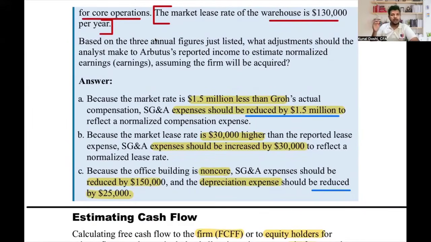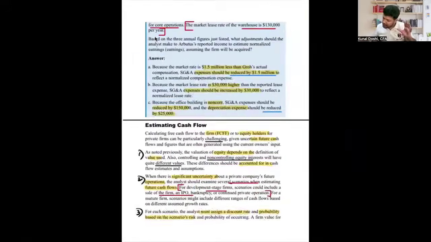Correct, everyone? No problem. We will be told in the question to do all those adjustments, so we will accordingly do those adjustments.